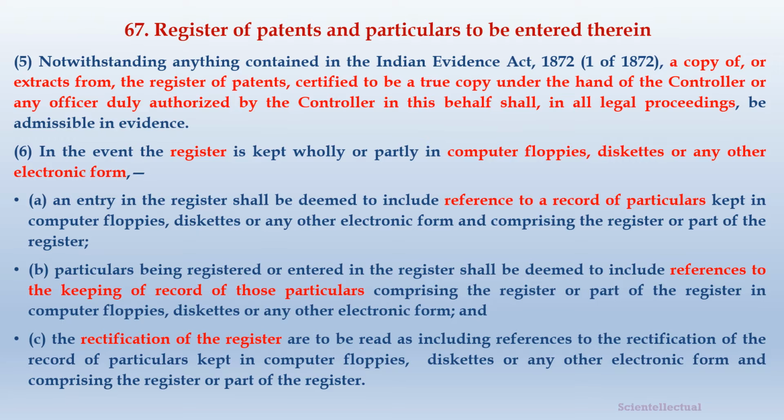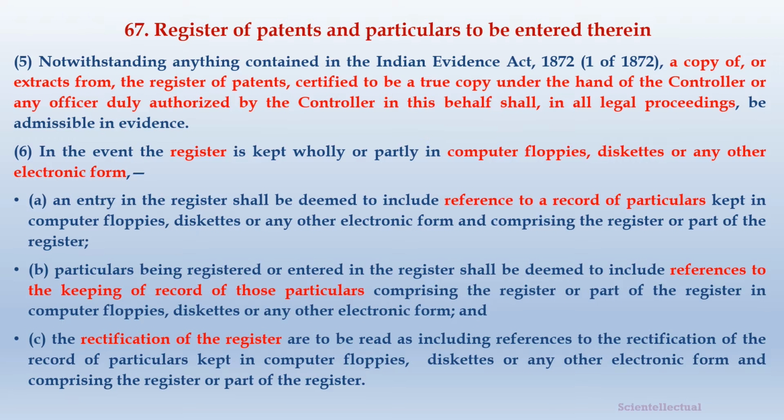Section 67, subsection 5. A copy of or extract from the register of patents, which is certified to be a true copy under the hand of the controller or any person or officer authorized by the controller, in all legal proceedings will be admissible in evidence. That is, a true copy certified by the controller or any officer duly authorized by the controller will be regarded as evidence in all legal proceedings, being a true copy from the Register of Patents kept at the Patent Office.